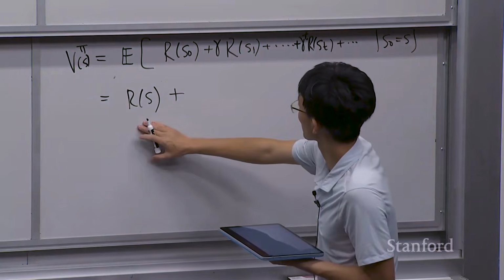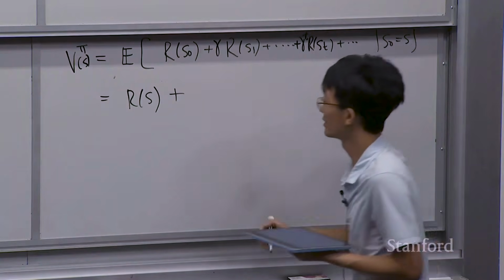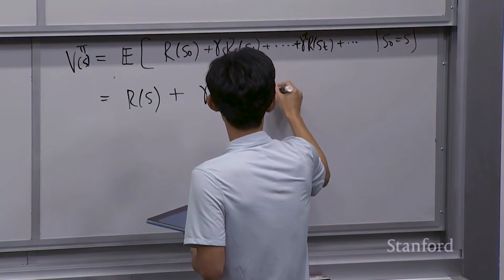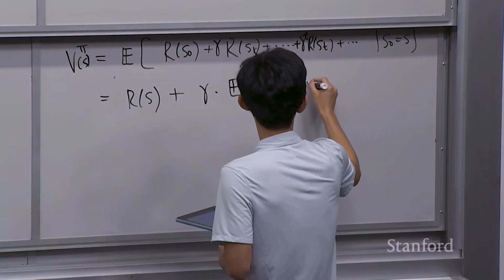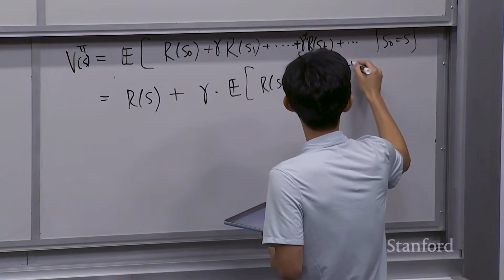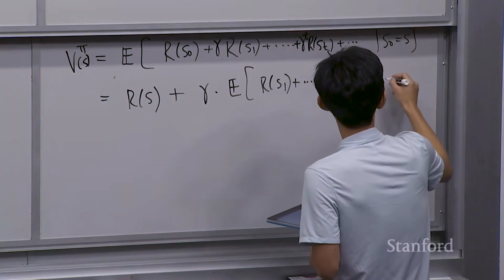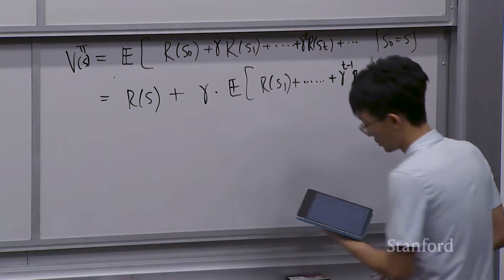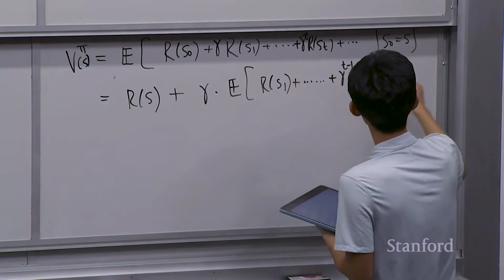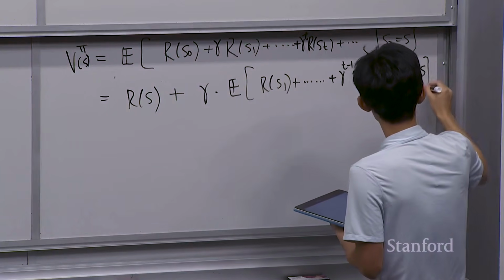And then I take the first term, and then I have the rest of them, and I remove the gamma. So I have gamma times the expectation of R(S1) plus and so on, times gamma to the t minus 1 times R(St), given what? Given S0 is equal to S.